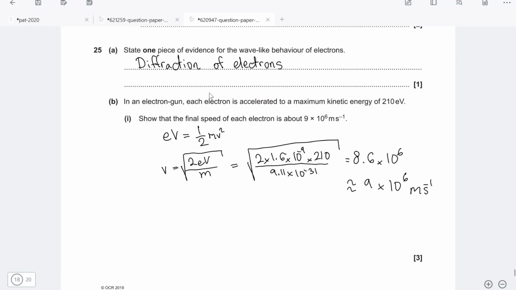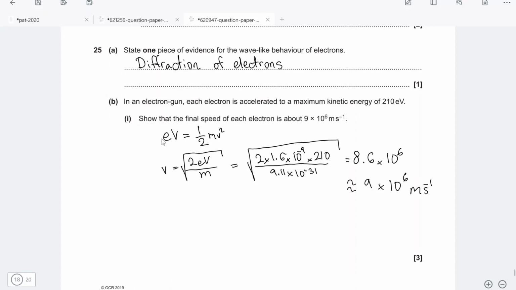Now, this is the diffraction of electrons when they're fired off through a crystal or a graphite sheet. In an electron gun, each electron is accelerated to a maximum kinetic energy of 210 electron volts. Show that the final speed of each electron is about 9 times 10 to the power of 6.